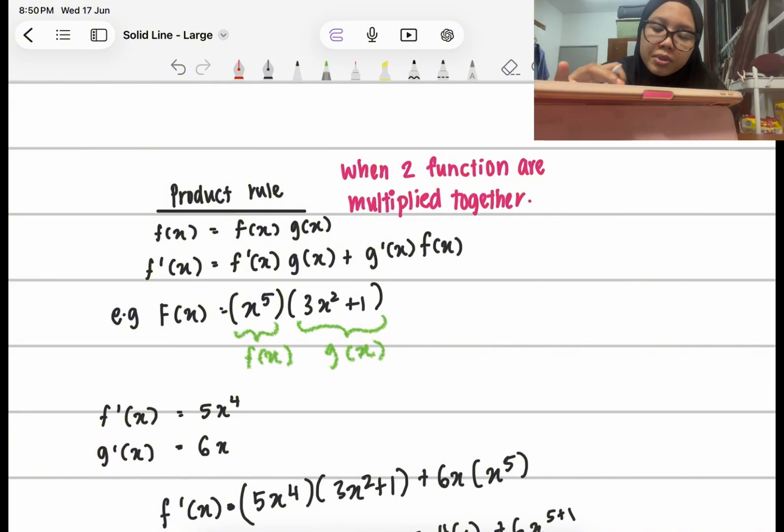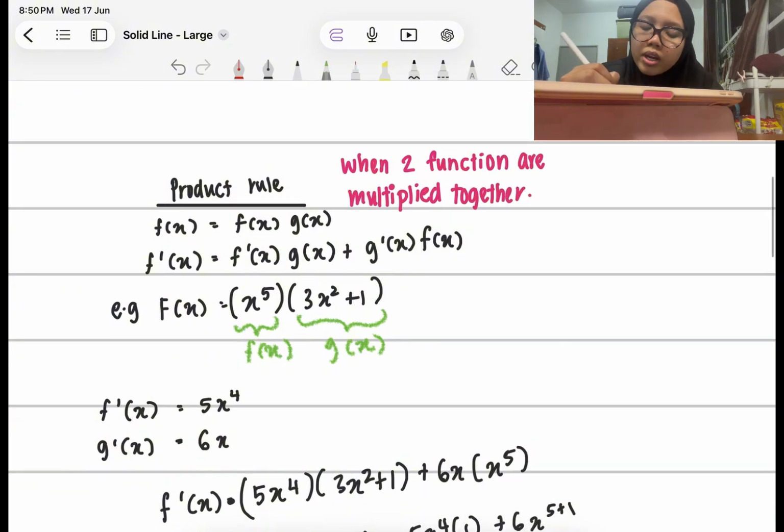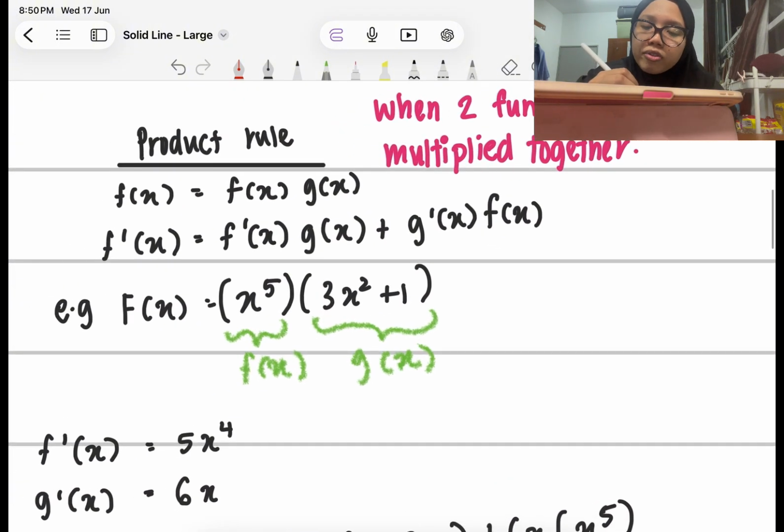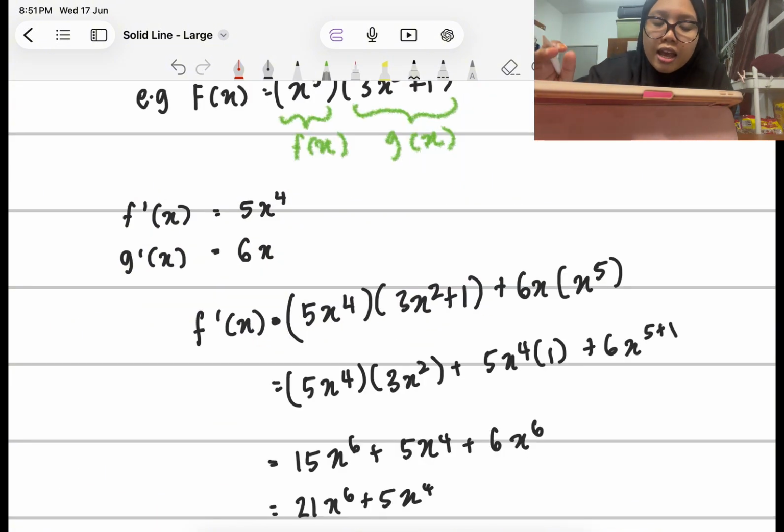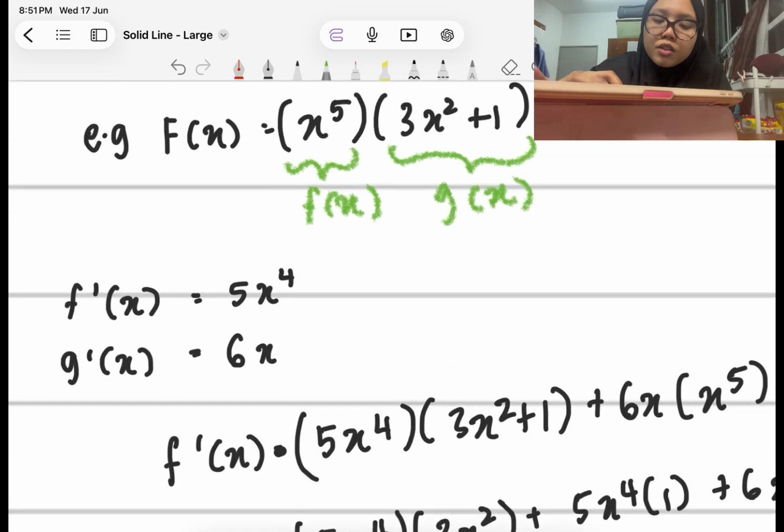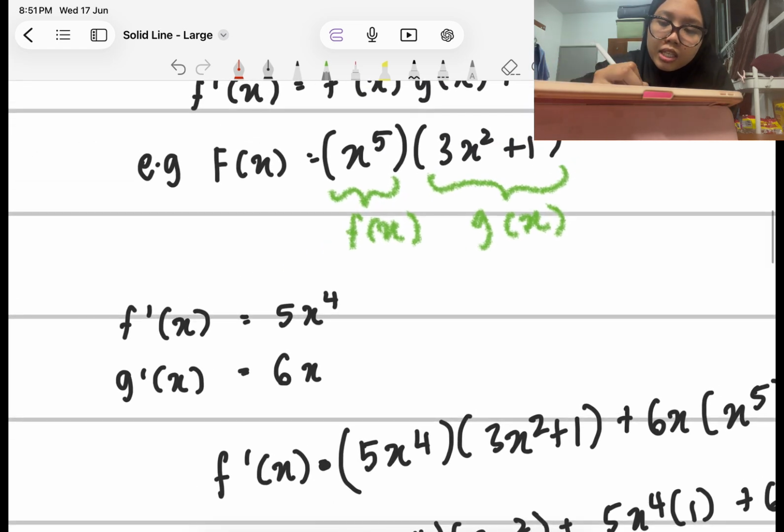And then for example here I have f(x) equal to x to the power of 5 times 3x to the power of 2 times 1. x to the power of 5 is f(x), and 3x to the power of 2 times 1 is g(x). So here we have two functions that can be multiplied together. So we will just take the f prime x and g prime x. So like the equation up here, we have x to the power of 5.